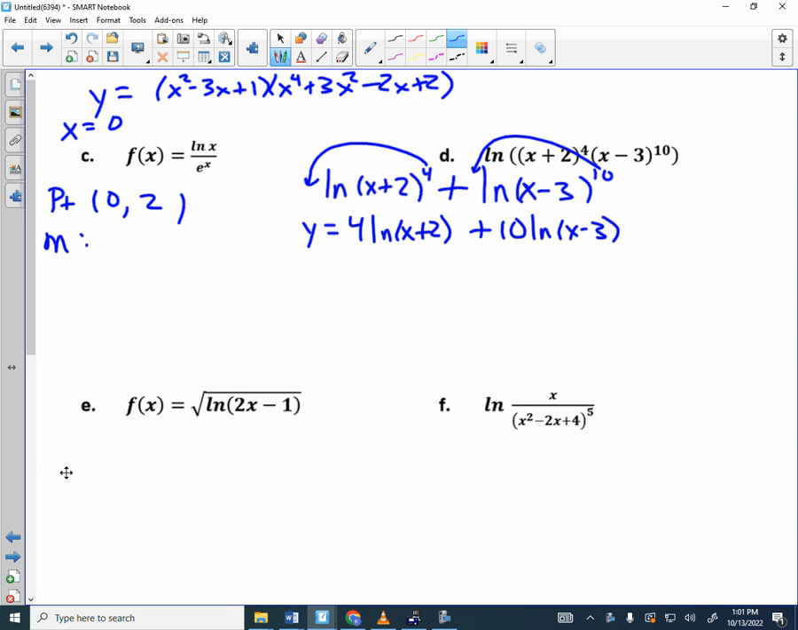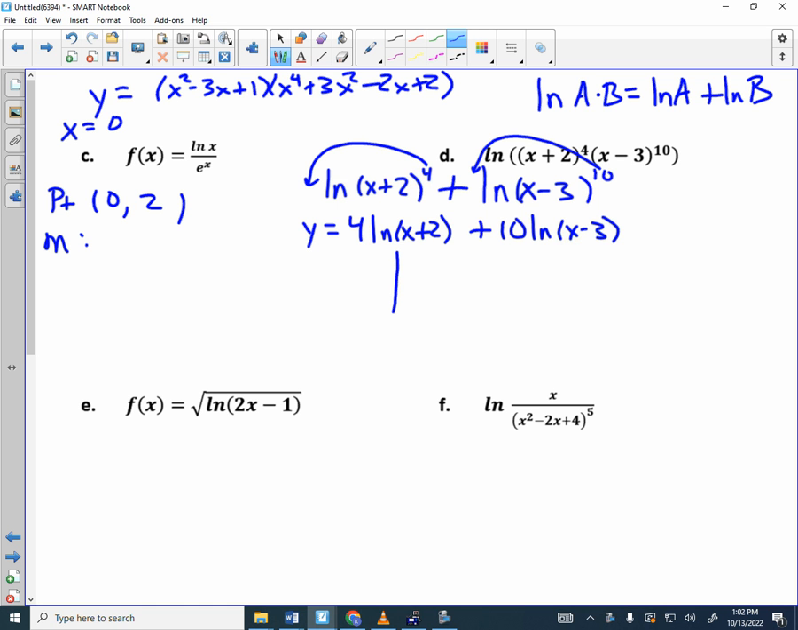Are you okay with that? But how'd you get the one before that? So we learned yesterday, if you have the natural log of A times B, you could rewrite that as the natural log of A plus the natural log of B. Oh, okay. That's all I did, right? So now, don't you agree that these expressions are easier to work with?